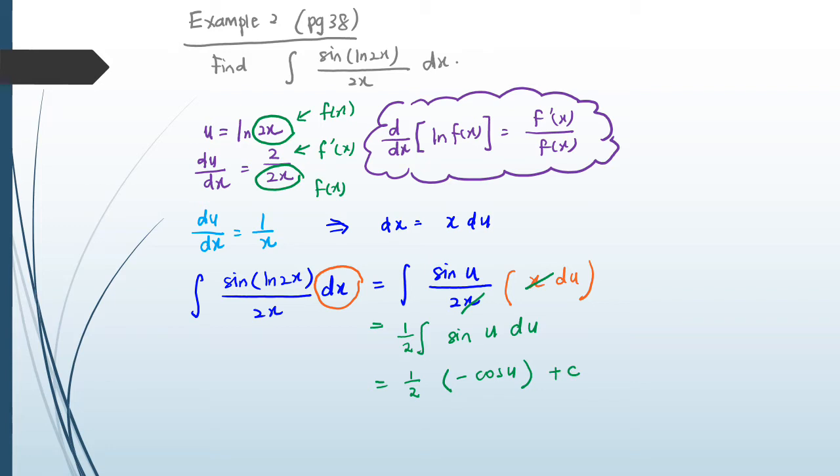Again, this shouldn't be my final answer, as I was given a question in x, and therefore my final answer would be negative half cos ln 2x plus c.